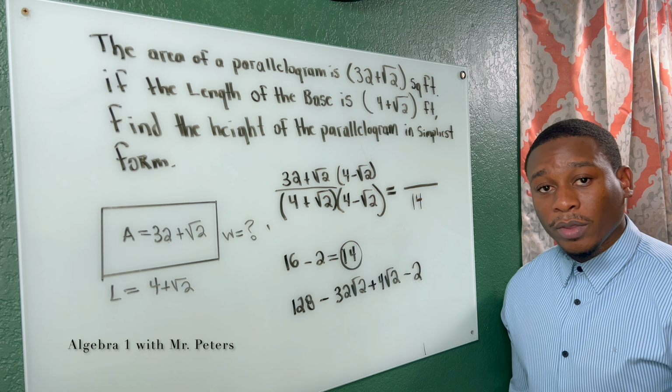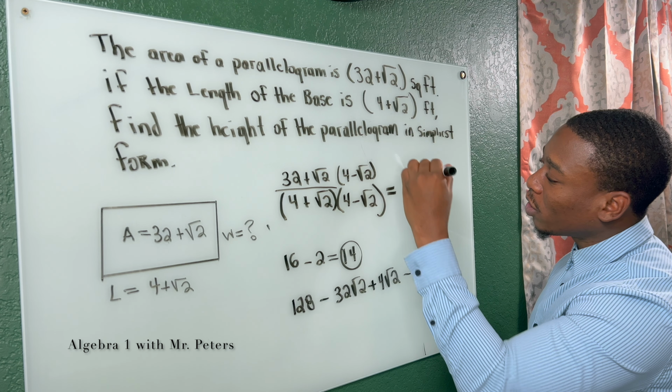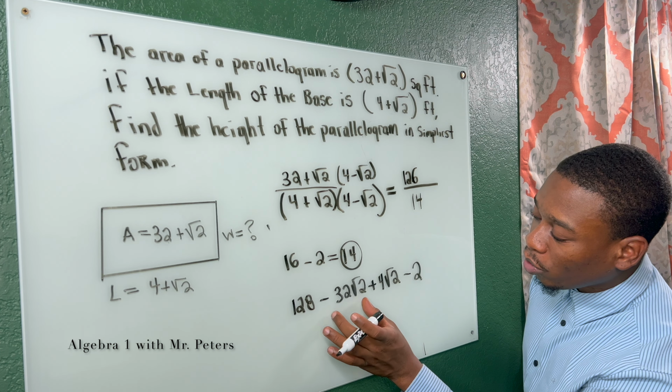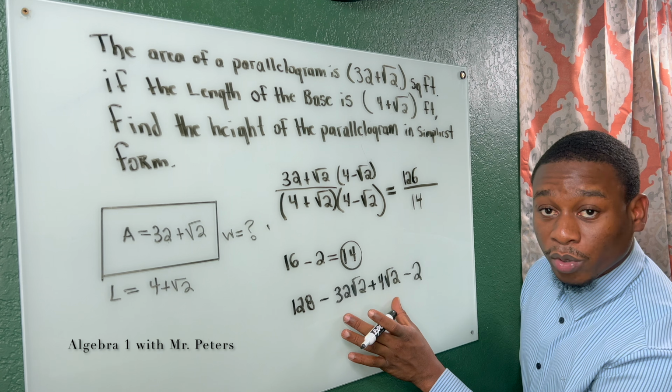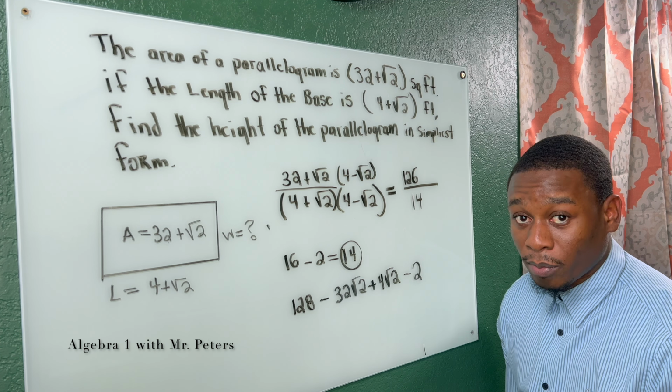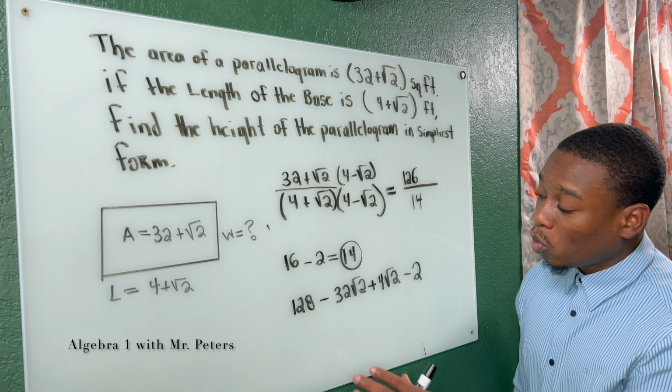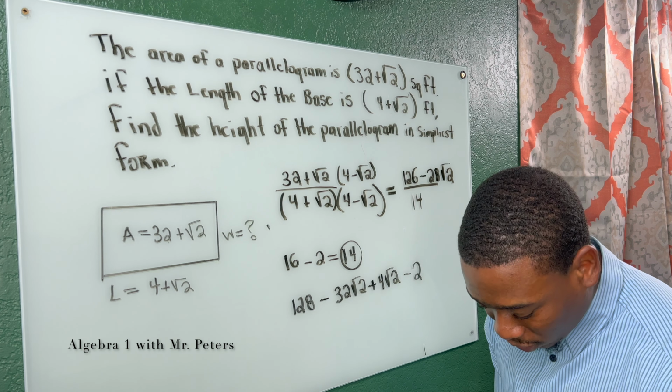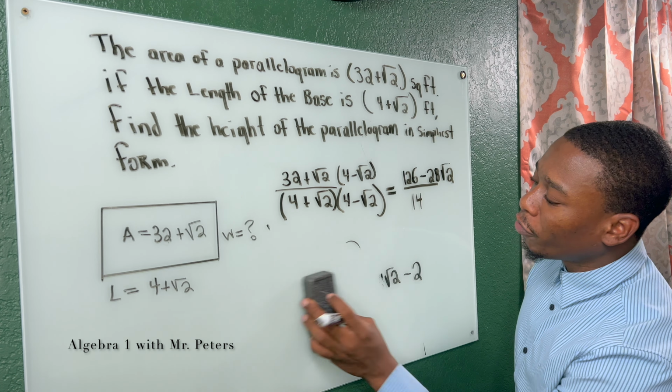So now with this step, guys, we have two like terms. 128 minus 2, which gives me 126. And then when we do negative 32 radical 2 plus 4 radical 2, right? They have the same number under the radical, so we can add them. So what we're going to do is keep the radical, add and subtract the coefficients. So this is going to be negative 28 radical 2. So now with this step, guys, we have a fraction.